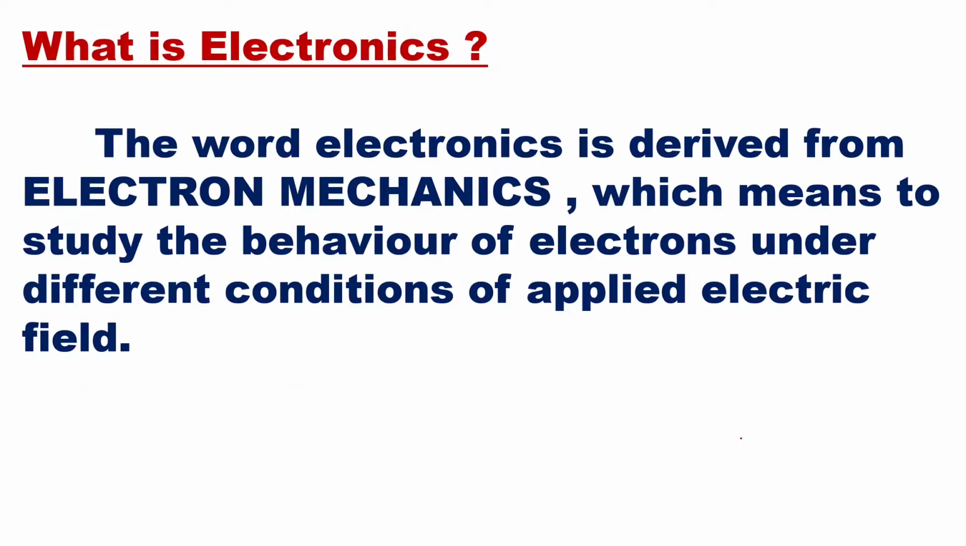Now we'll start the journey of our concept to understand what electronics is and what a semiconductor is, what semiconductor materials, devices, and simple circuits are. Here, the first question asked will be: what is electronics? As I've told you earlier, the word electronics is derived from electron mechanics, which means the study of the behavior of electrons under different conditions of applied electric field.